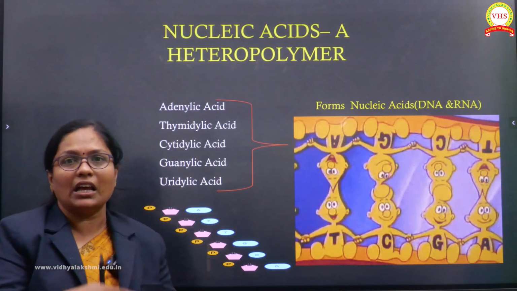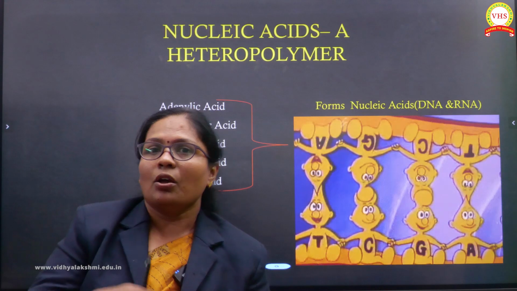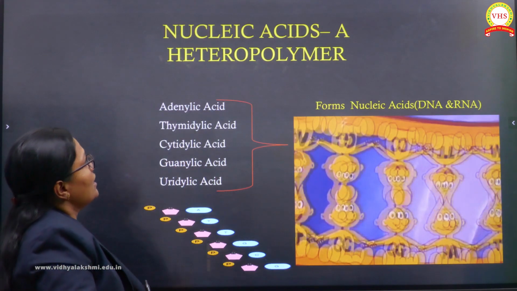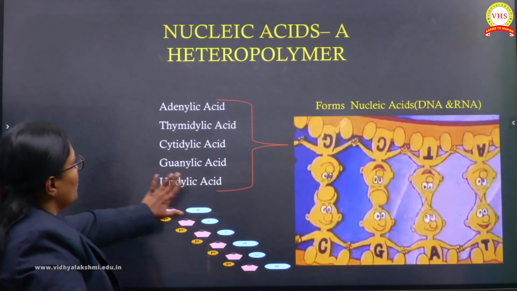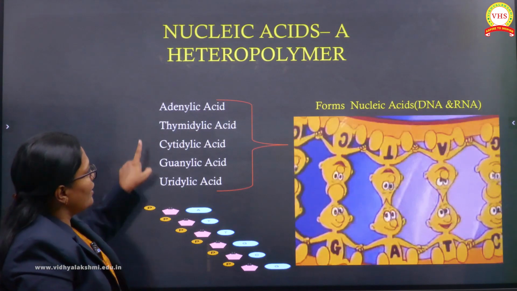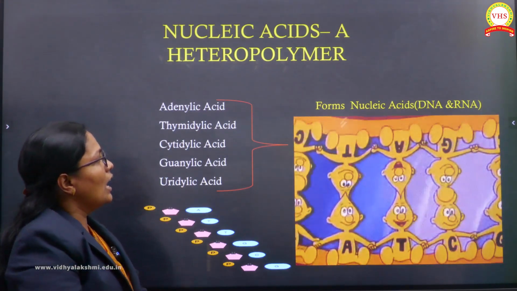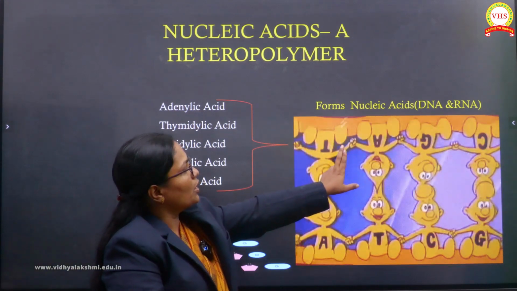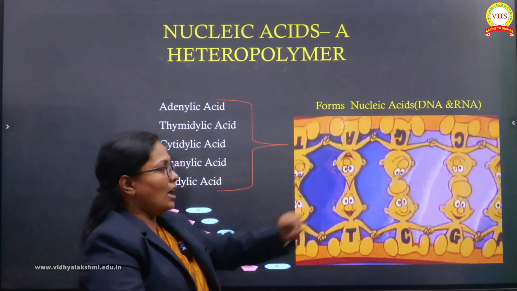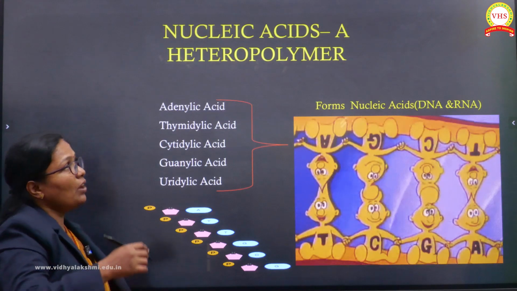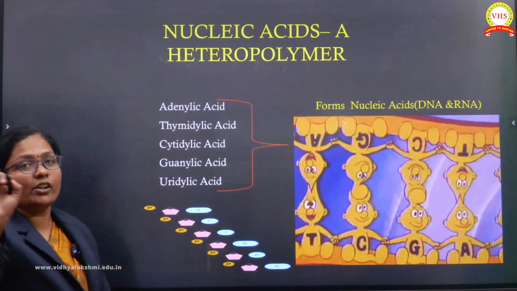Now we are going to learn, we are into the structure of DNA here. Nucleic acid is a heteropolymer. You look at here, these all adenylic, thymidylic, cytidylic acid, guanylic acid and uridylic acid actually forms the nucleic acid, DNA and RNA. And now, why do we say that it is a heteropolymer?